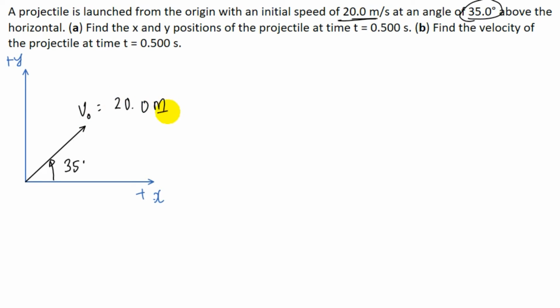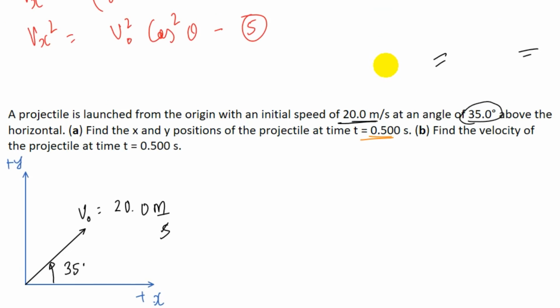20.0 meters per second. Now there are two parts in this question that we need to solve. First we're going to solve the A part. In the A part we need to find the x and y positions of the projectile at time t equal to 0.500 seconds. So we have to use the equation position as a function of time in x and y direction respectively.